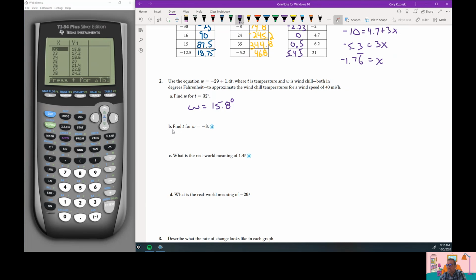Okay, find T when W equals negative 8. So that would mean we'd have to go to, it's somewhere right in there in between 26 and 7. So we could graph this. Let's go from 0 to 50, and from 0 to 50 for our wind chills.